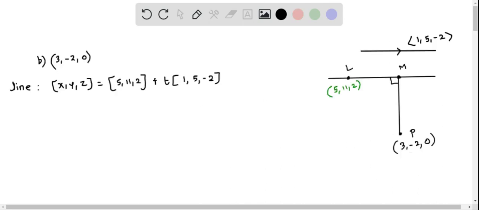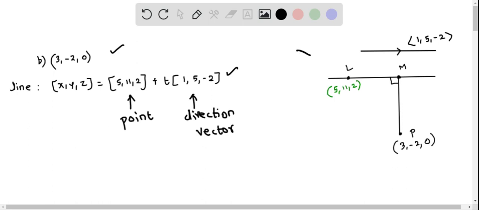Let's do part B. Here we find the shortest distance between the point and this line. This line equation is given in this form. That is, the first one is the point 5, 11, 2, and then this is the direction vector. I have shown the diagrammatic representation of this situation. That is, LM is the line, and P is the point 3, -2, 0.